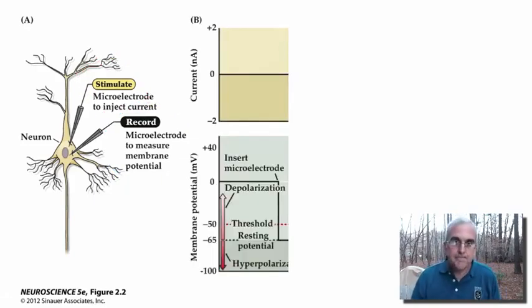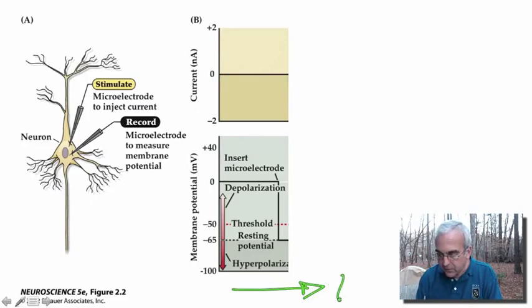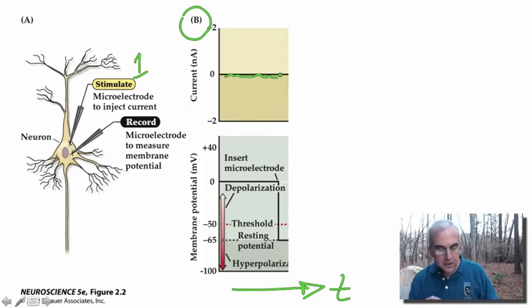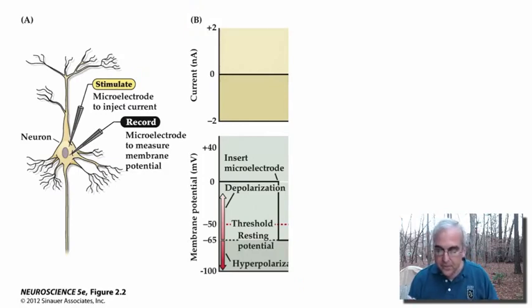Let's use some graphs and follow the behavior of this experiment as we go in time. So time will be progressing on the x-axis in this direction. On the top, in what's labeled panel B, we're going to record the current that's passed through our stimulating microelectrode number 1. But we're not using it just yet, so the current is just 0, so we're not doing anything there. We'll ignore that for the time being.